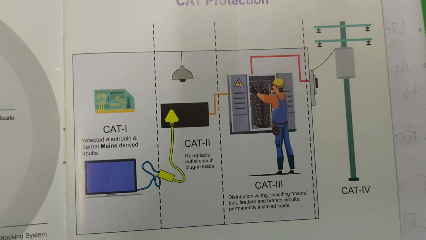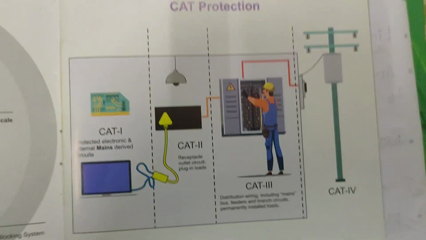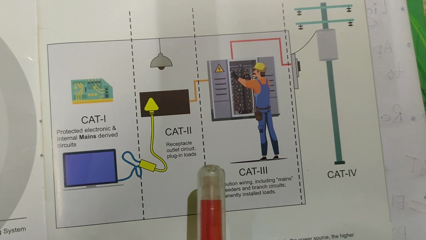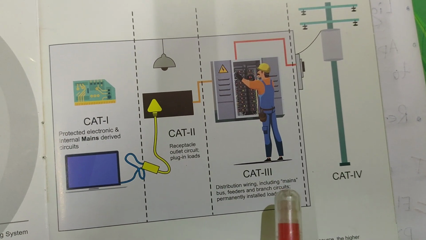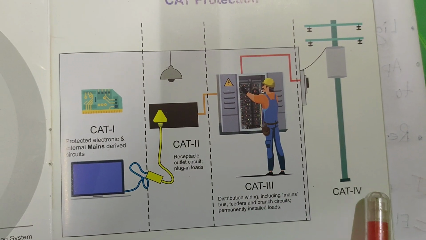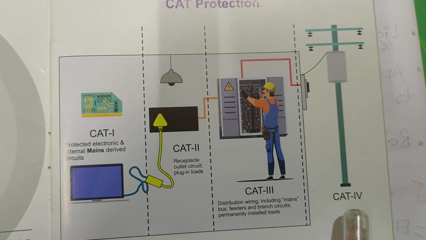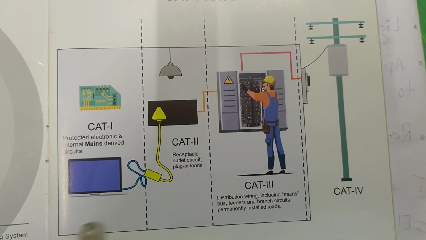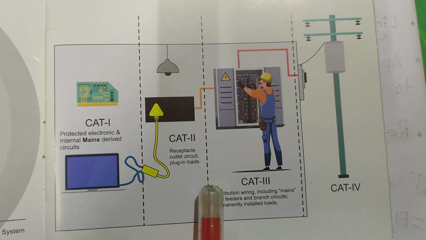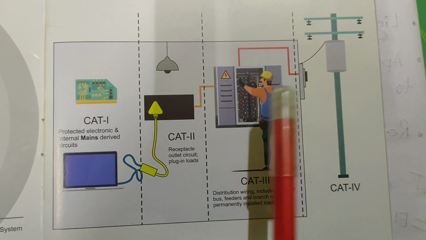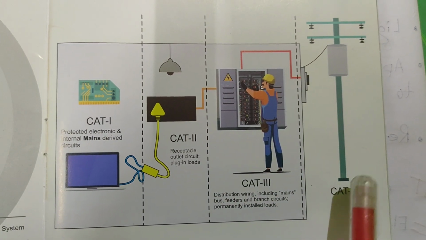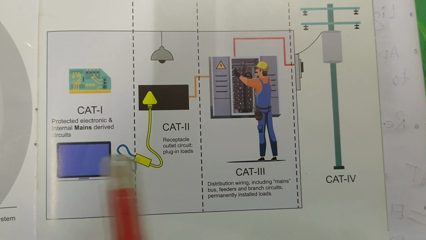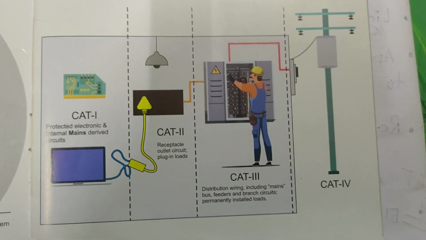This is the pictorial representation of the CAT protection. This is the CAT 1 protection category, this is the CAT 2 protection category, this is the CAT 3 protection category, and outdoor is the CAT 4 category. So from these pictures you can easily understand and remember where CAT 1 is used, where CAT 2 is used, where CAT 3 is used, and where CAT 4 is used. These pictures can help you remember categories 1, 2, 3, 4.